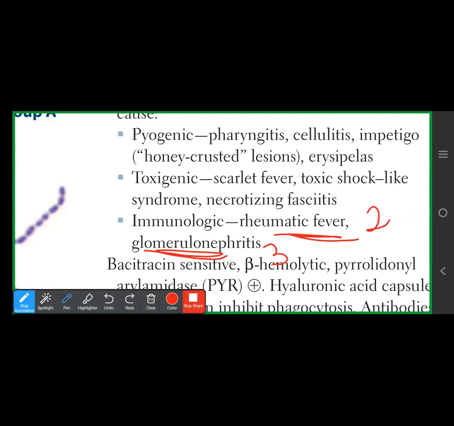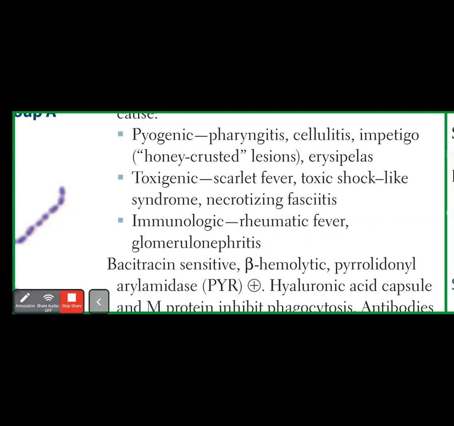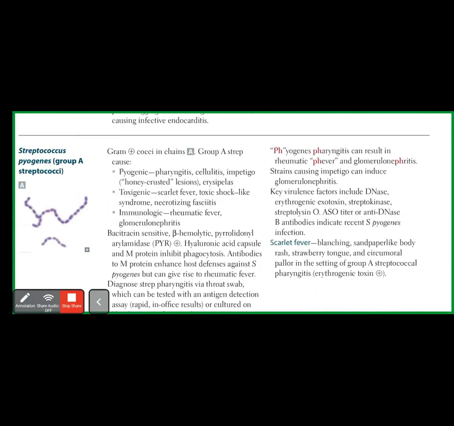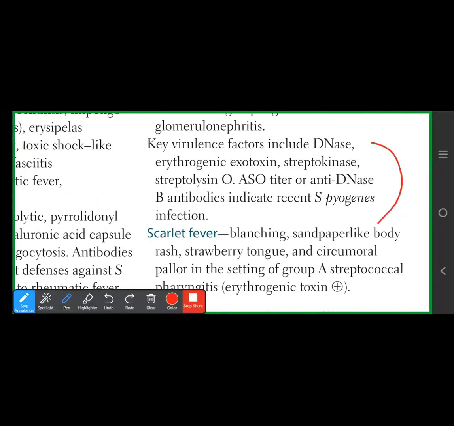This is type 3. So this is all the diseases of your Streptococcus pyogenes. Now with respect to diagnosis, we have discussed all of these virulence factors in detail. Now the same thing you have to measure. The ASO titer or anti-DNase B antibody is going to indicate your Streptococcus pyogenes infection.